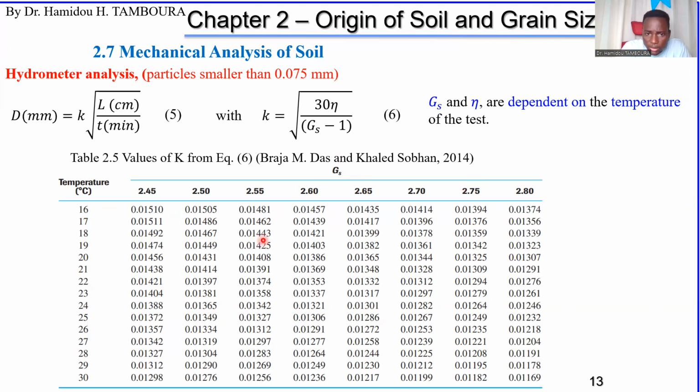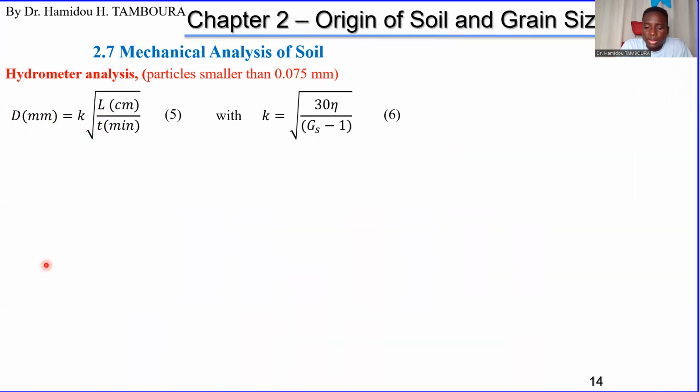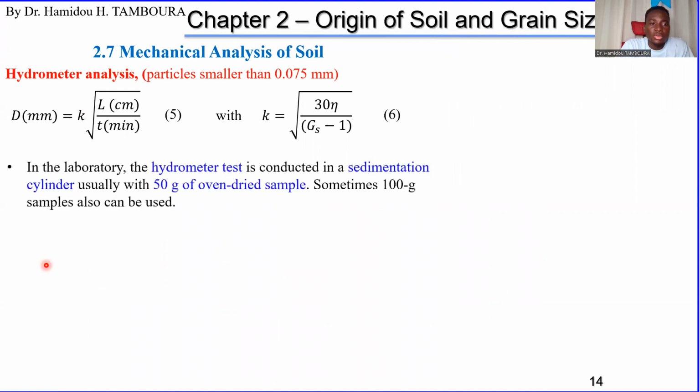Then, if you obtain the value of K from this table, you just then need L and T to obtain the diameter of your particle. So in the laboratory, for example, people are using this hydrometer test. They take just 50 grams of the soil sample.